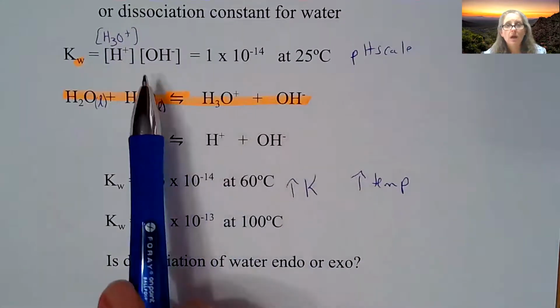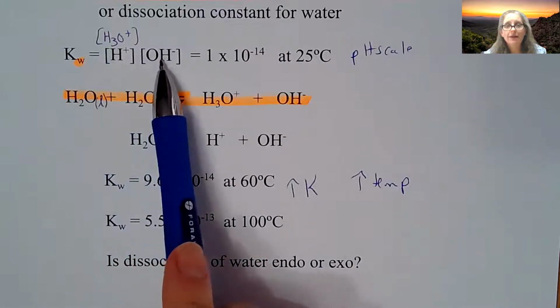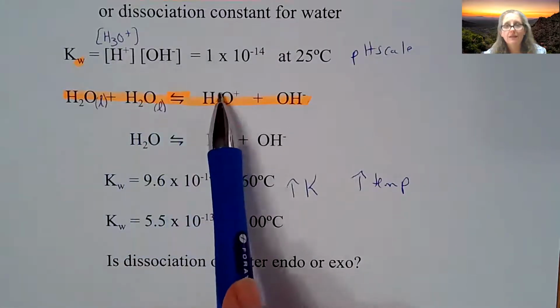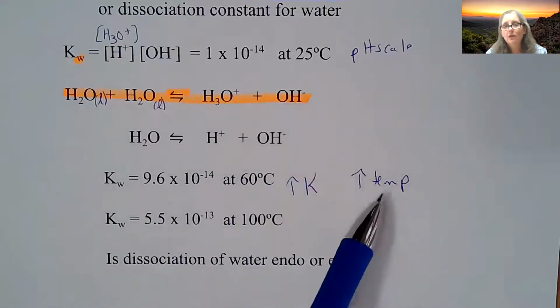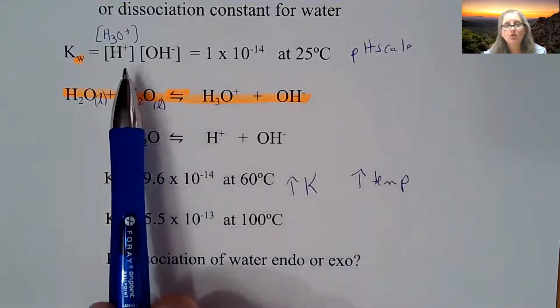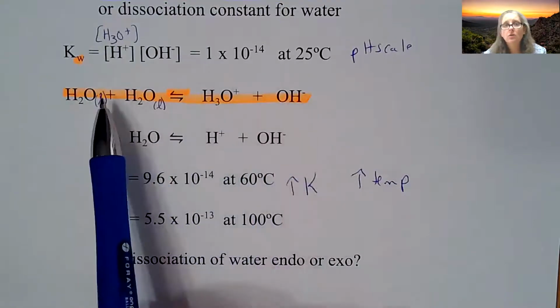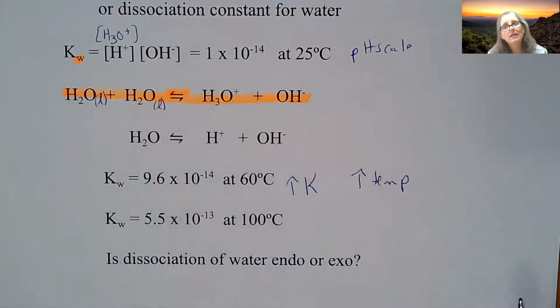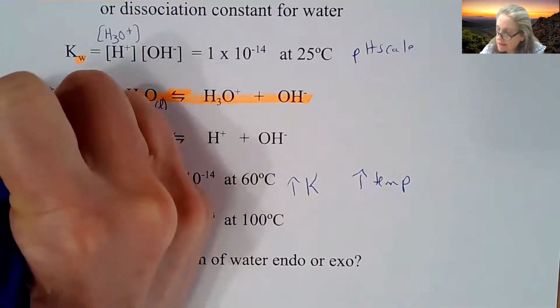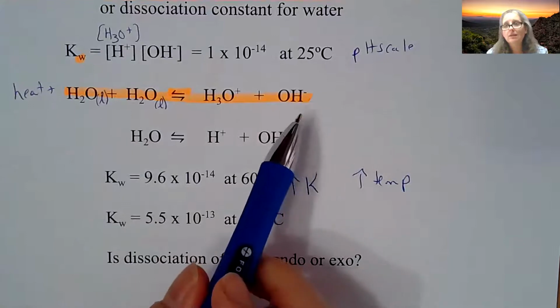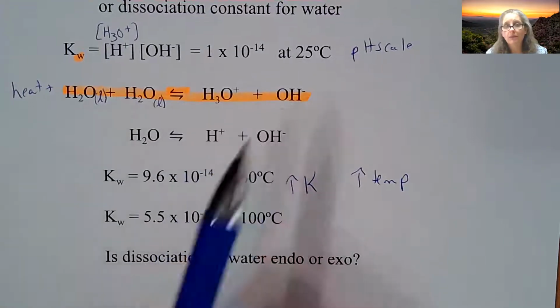The K is, of course, the product of these two ions. So if I have more of these ions, that means I'm producing more product. So if I'm increasing the temperature, I'm shifting it to the right. So if I'm shifting it to the right, where is the heat going to be located? Well, the heat's going to be located on the reactant side in order to push this equilibrium to the right to make more of these ions.